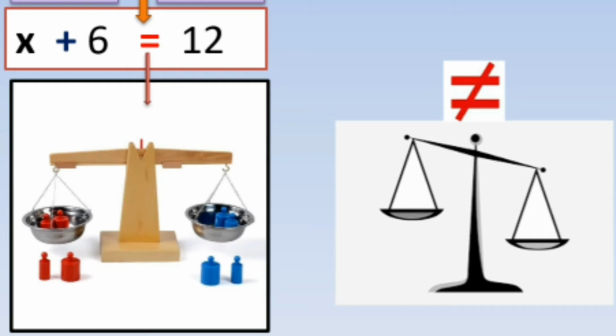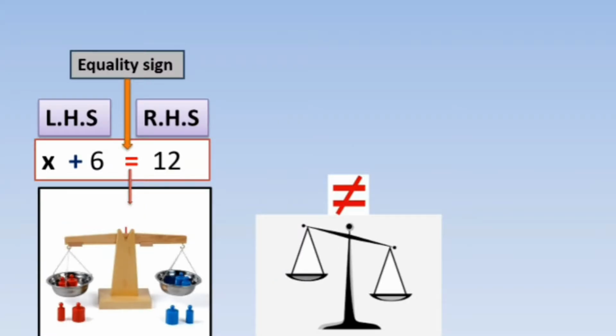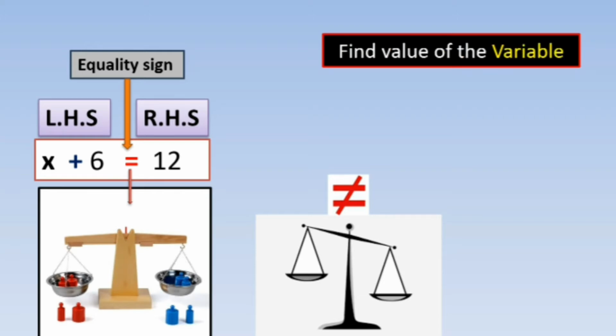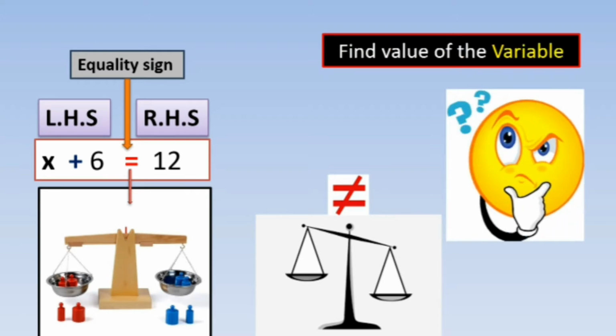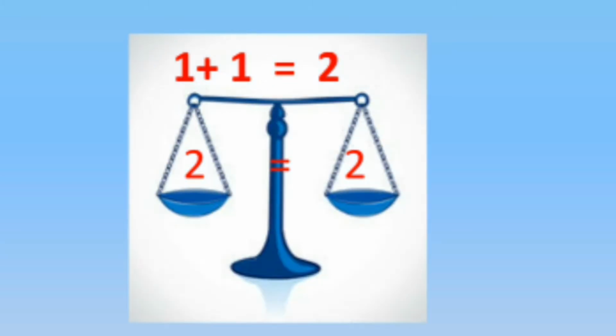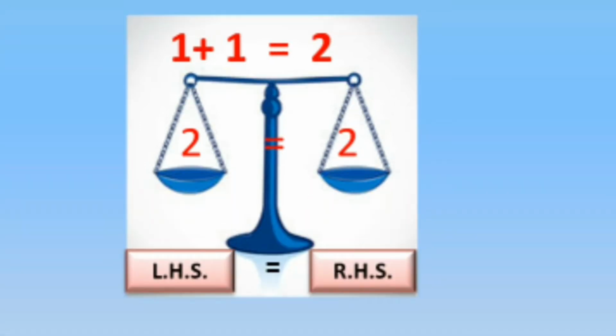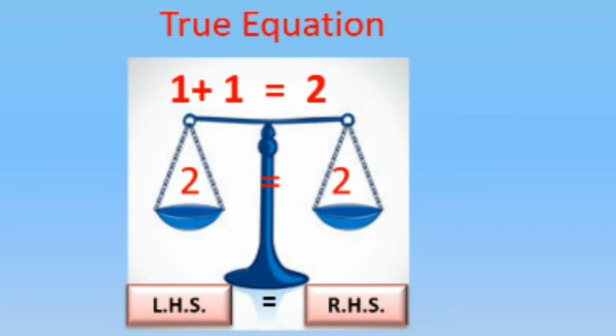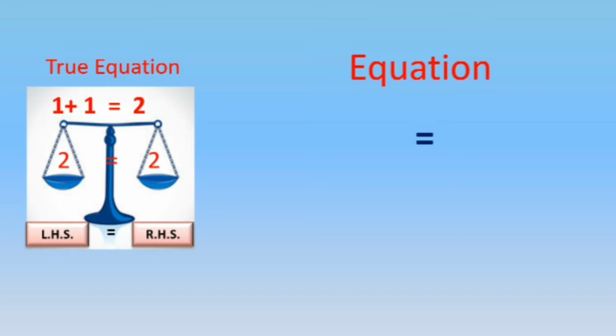We also know that finding the solution of an equation means finding the value of a variable, right? How can we do that? Let us see. For example, we know that 1 plus 1 equal to 2. So, is it in balance? Yes, it is in a true balance because on both sides 2 is equal to 2. So, the left hand side and right hand side values are the same, so we can say it is a true equation.